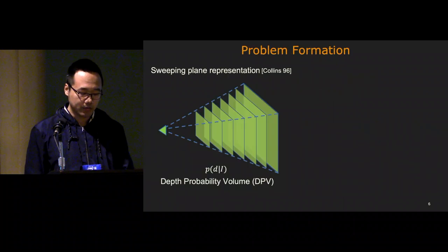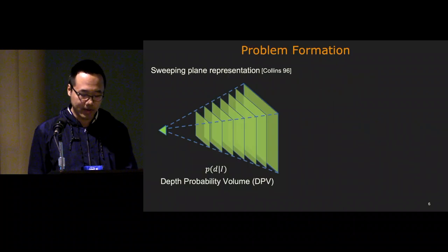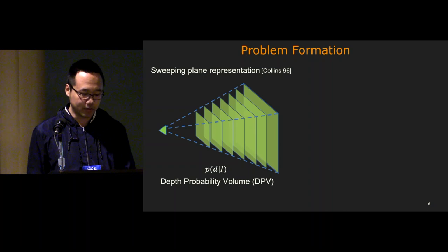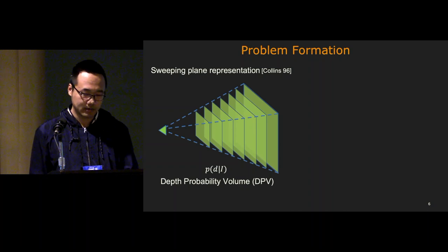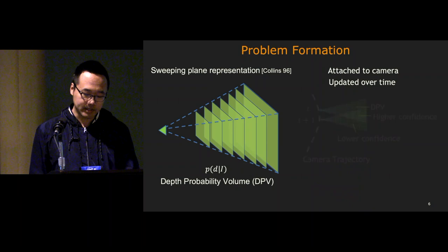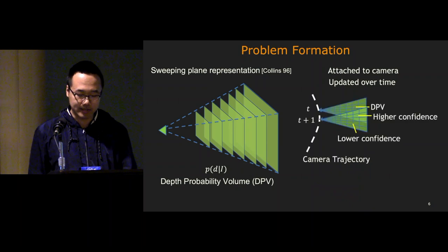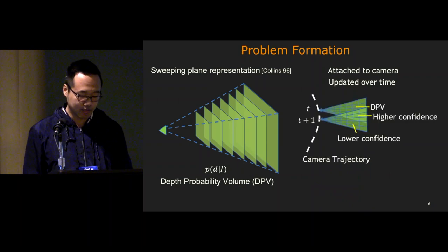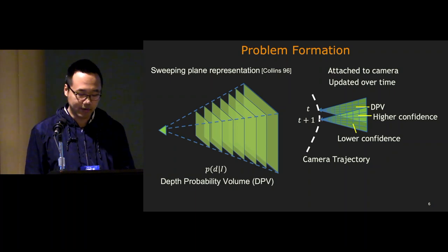To this end, we define the depth probability volume as a set of depth probability distributions for all pixels. The probability volume is always attached to a camera and updated as the camera travels along its trajectory. For the overlapping region, the confidence becomes higher, while in the non-overlapping regions, we get lower confidence since fewer measurements are available there.